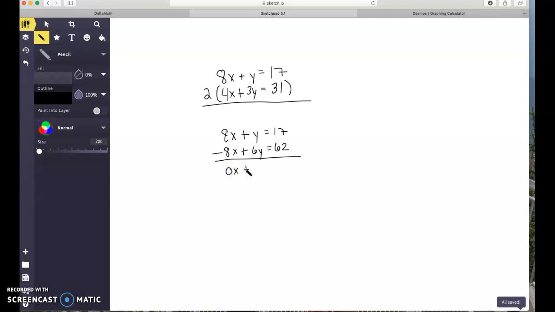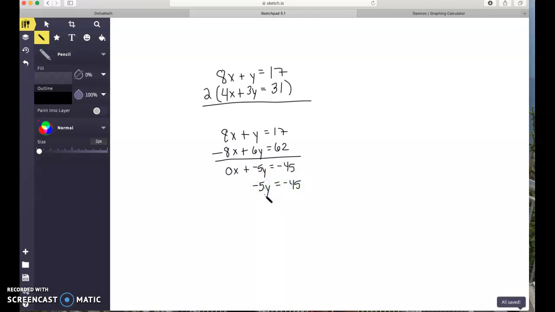So I'm going to continue subtracting down. 1y minus 6y is negative 5y. And let's see here, 17 minus 62, that gives me negative 45. 0 times x is 0. 0 plus negative 5y leaves me with negative 5y equals negative 45.